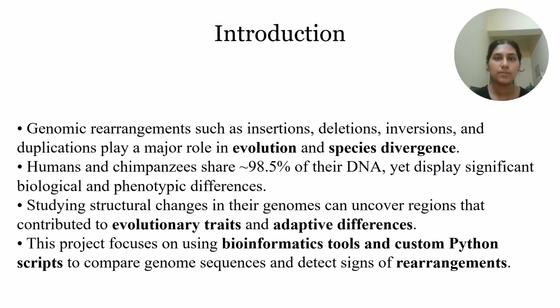Even though humans and chimpanzees share about 98.5% of their DNA, there are still clear differences in how they look, behave and function. These differences often come from genomic rearrangements, and the structural changes can affect how genes are expressed, and can lead to major evolution.